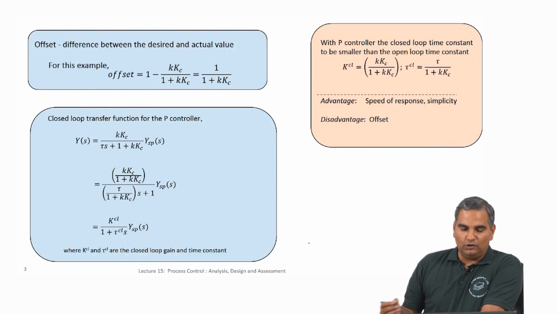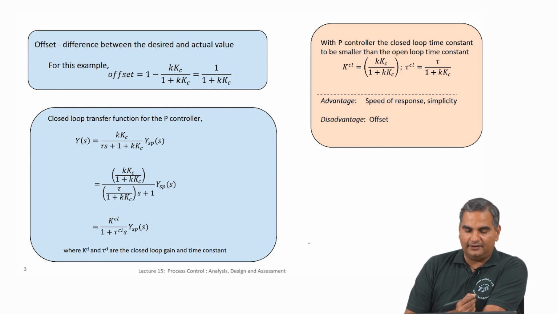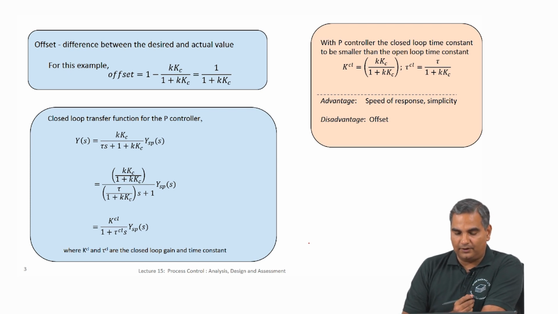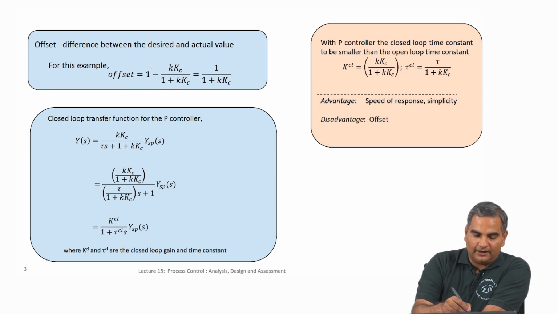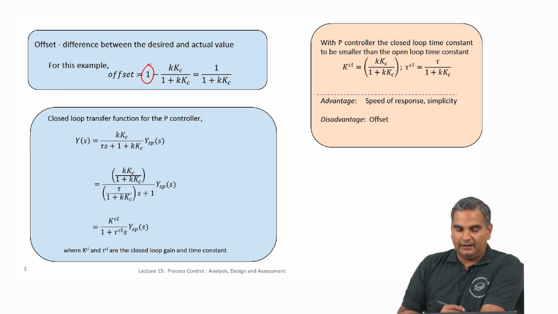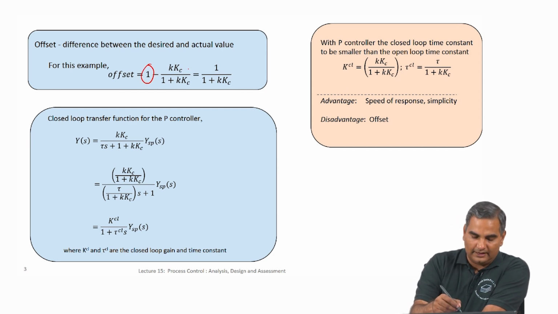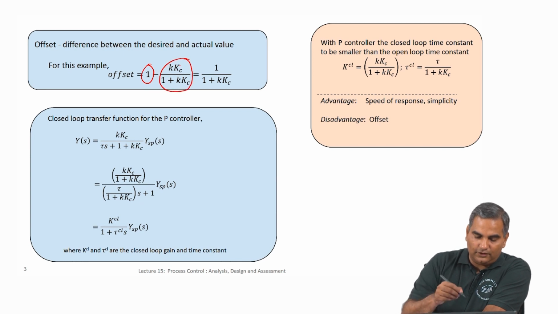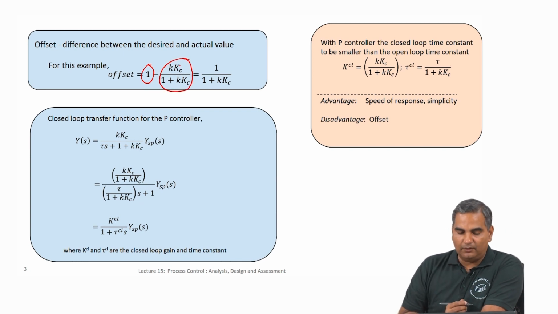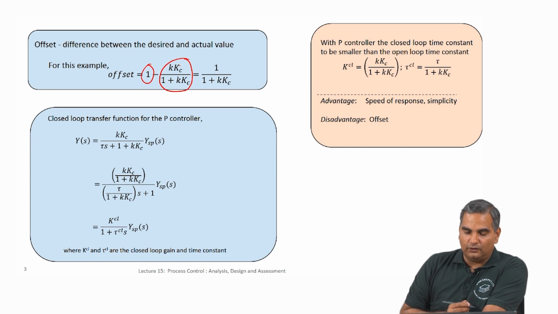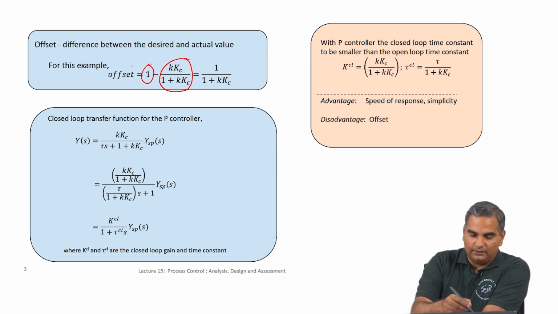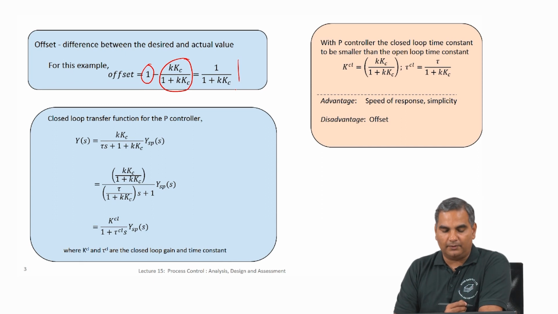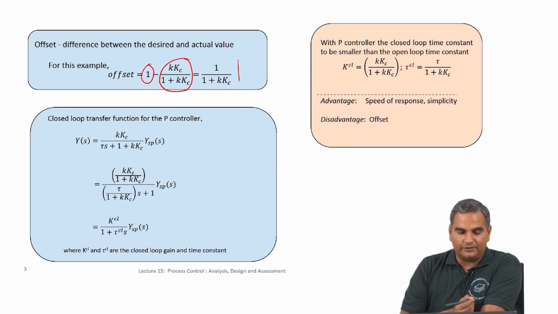So, the offset you might define as the difference between the desired and actual value. For that example that we had, because I gave a step of 1, the ultimate desired value was 1, but the value that the output takes as t tends to infinity y of t is kkc by 1 plus kkc. If you do some simple algebra, you will see that this is 1 by 1 plus kkc. So, this is offset from a servo control viewpoint.